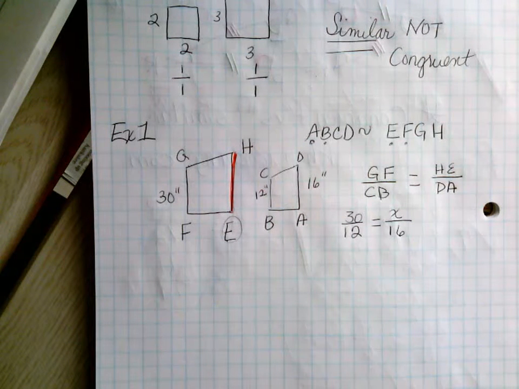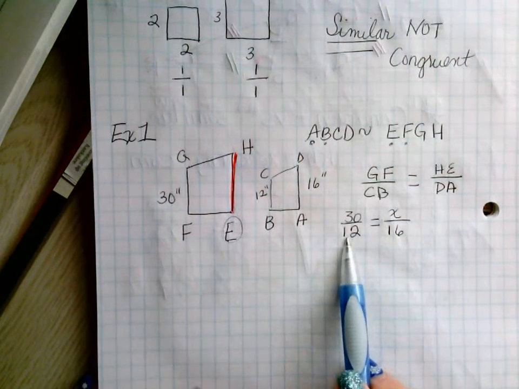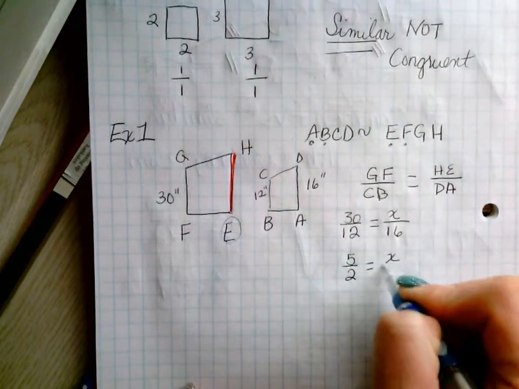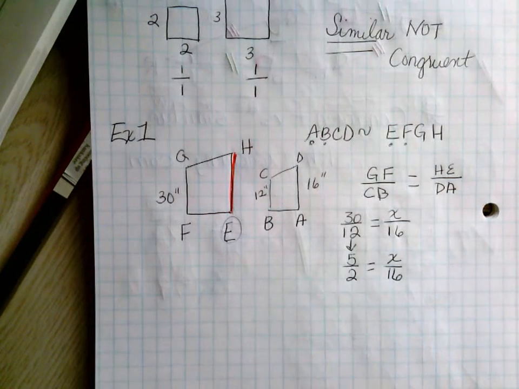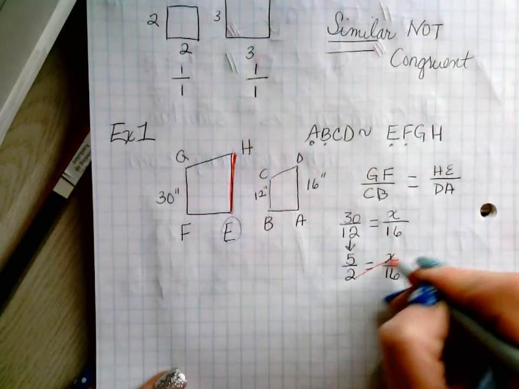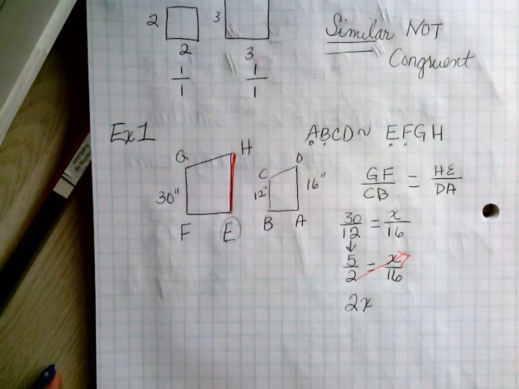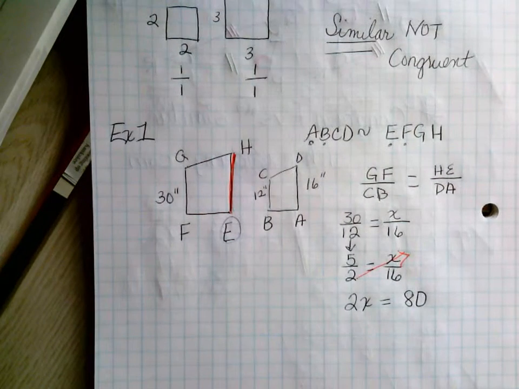Now, if you wish, you can reduce 30 over 12. Both of those are divisible by 6, which makes it 5 halves. Okay, you see how I reduced that? It's the same thing. They're going to equal one another. Reduced fractions have the same actual value. Now I think I can do this pretty well in my head. 2 times x is 2x. 5 times 16 looks like it's 80. Am I right? Did I do my arithmetic correctly?